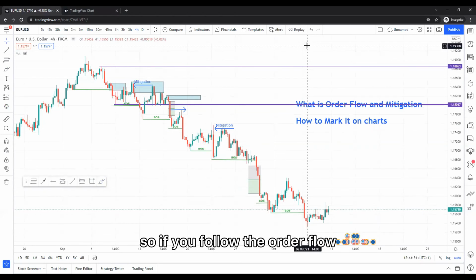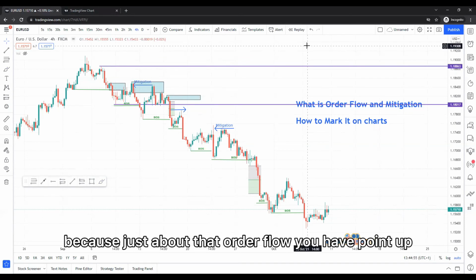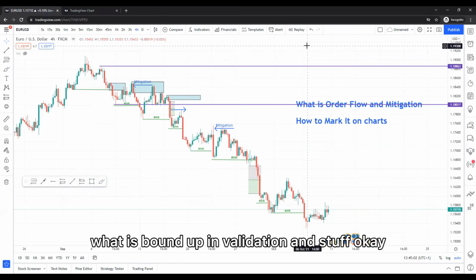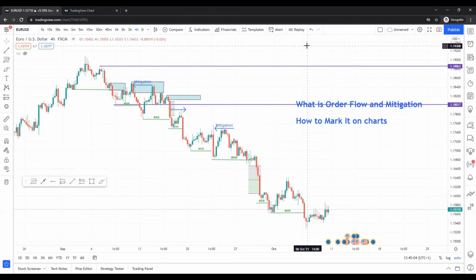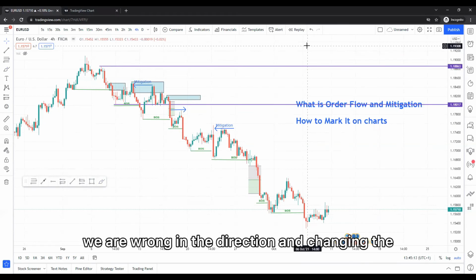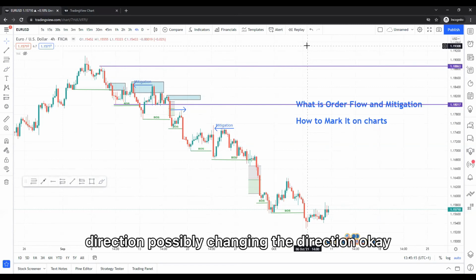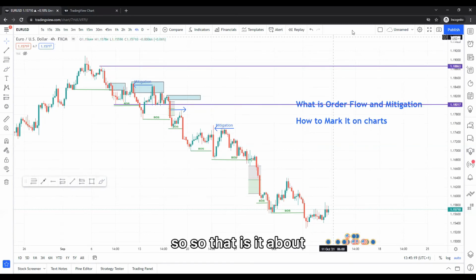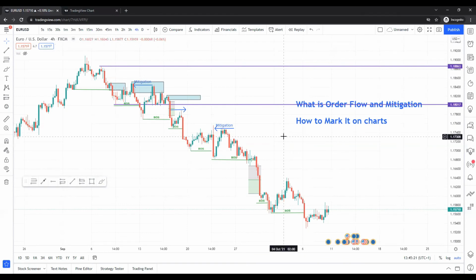So if you follow the order flow, why is order flow important? Because just above that order flow you have the point of invalidation. We'll talk in coming videos about what the point of invalidation is. Okay, that will give you absolute certainty that, okay, if the price comes above this, we are wrong in the direction, possibly changing the direction. Okay, so that is it about this.